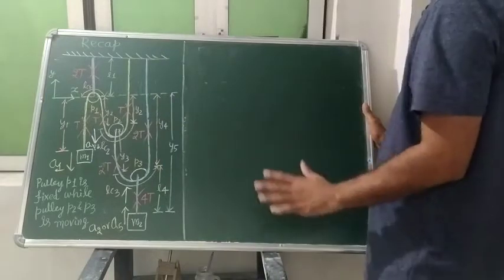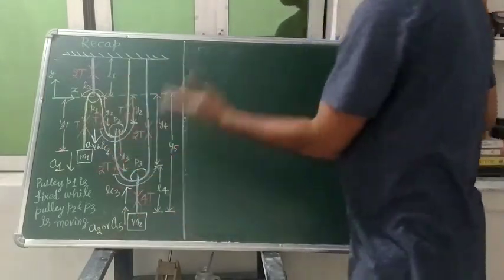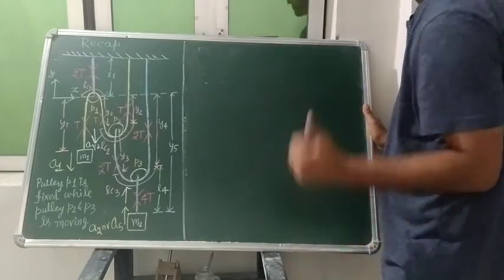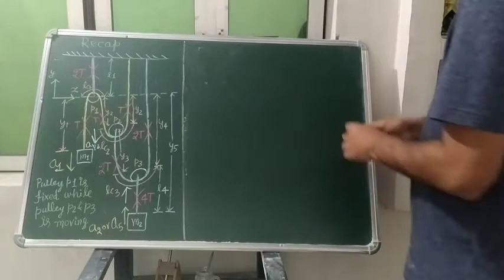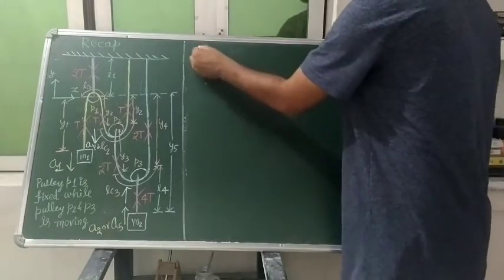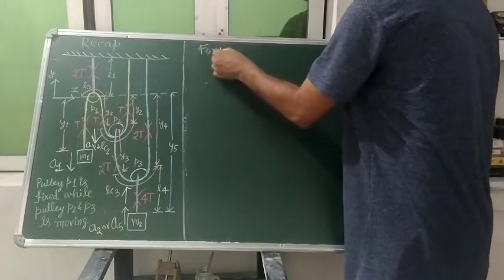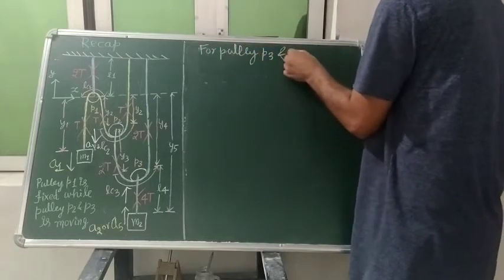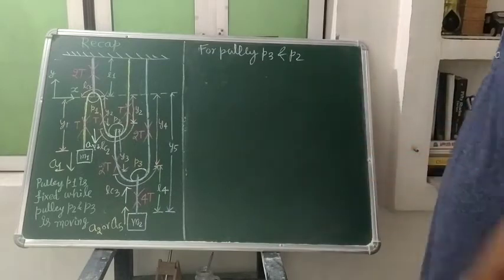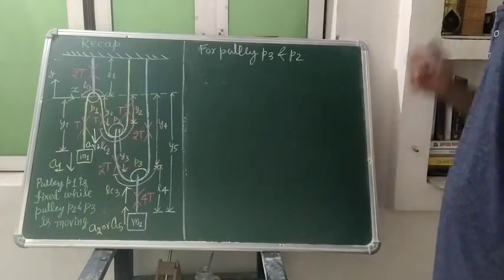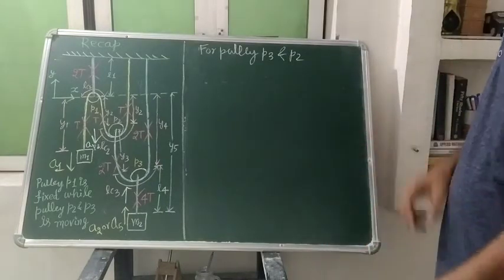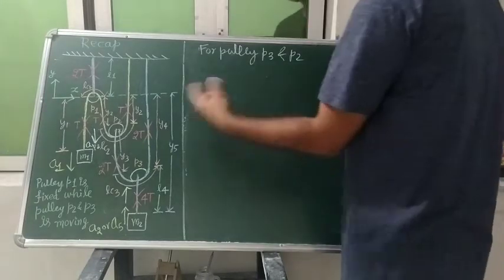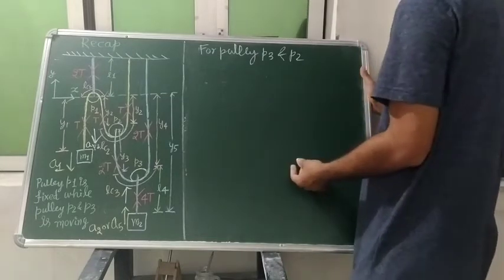Those assumptions will not be in the same direction, they will be in the opposite direction. So the negative sign was indicating that. Now students, suppose we want to know for pulley P3 and P2 what will be the relation between the accelerations. You can find out the relation between the velocities by writing the velocity in place of acceleration as well. I want to know what will be the relation between the accelerations.